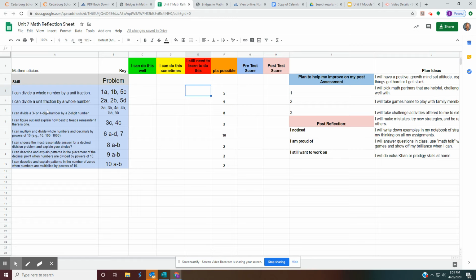All right. For the next thing, I can divide a 3 or 4 digit number, so 154 or 4,554, by a 2-digit number, meaning 24, right? And you're going to be doing this, or you had tried to do this in 3A and B, 4A and B, and 5A and B. There are 8 possible points with 2 points for each answer.